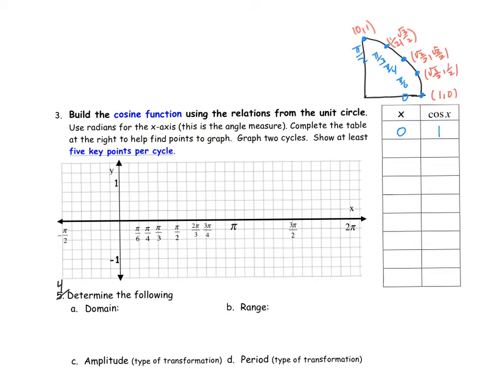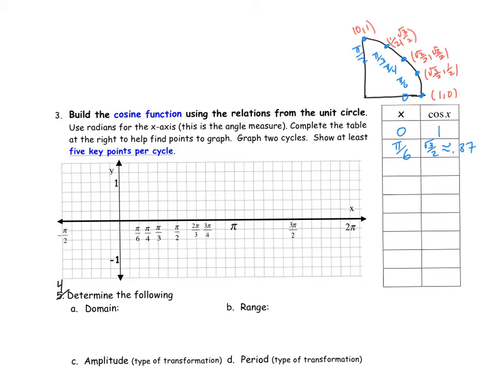Next, we're going to go to pi over 6. So when we're at pi over 6, we're focused on this point. The x coordinate is rad 3 over 2. So let's fill that in. So at an angle of pi over 6, the x coordinate is rad 3 over 2, which is cosine of x, and that is about 0.87 if you got a decimal approximation.